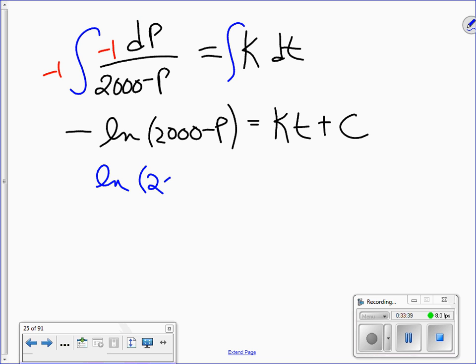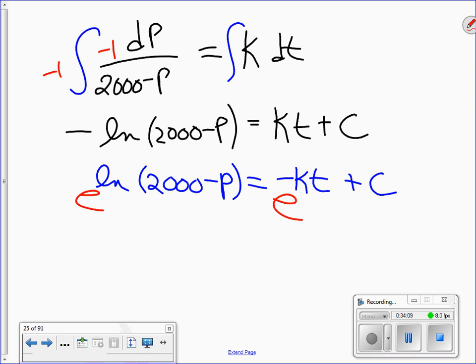The ln of 2000 minus p equals, now remember, keep c simple. If we multiply each side by negative 1, I did that, great. I have to multiply kt by negative 1. But am I going to call this negative c? No, just keep calling it plus c. Just keep things easy. Now we can exponentiate. e to this side equals e to this side. This side, when you exponentiate the ln of anything, that's just freed up.